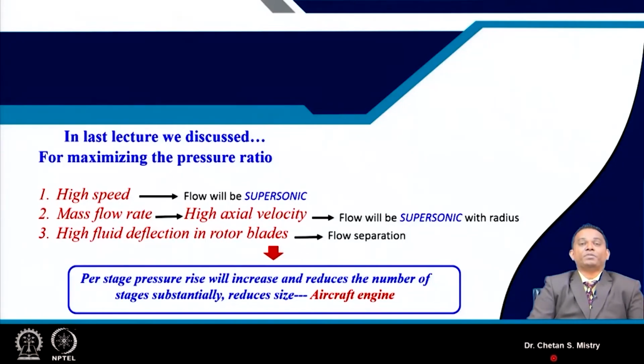When we say higher peripheral speed, that means we have the option of increasing the diameter or the rotational speed of the compressor. That will lead the flow to go supersonic in the tip region. The second option we have explored is changing the mass flow rate, or increasing the axial velocity. When we increase the axial velocity, we have a similar situation near the tip region or at some span region of the blade, where my flow will go supersonic.